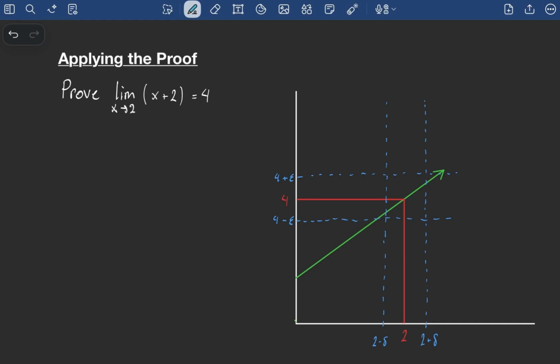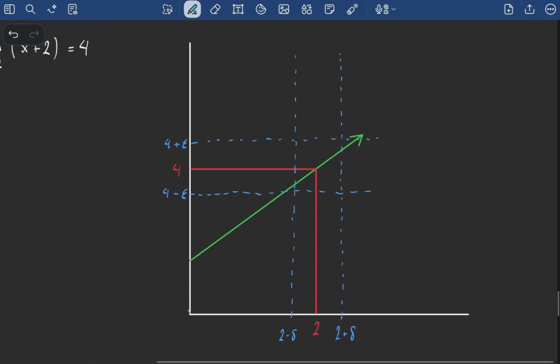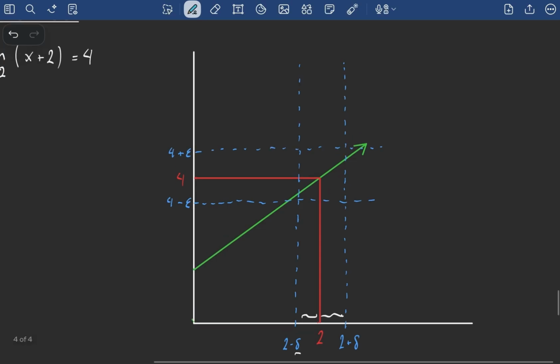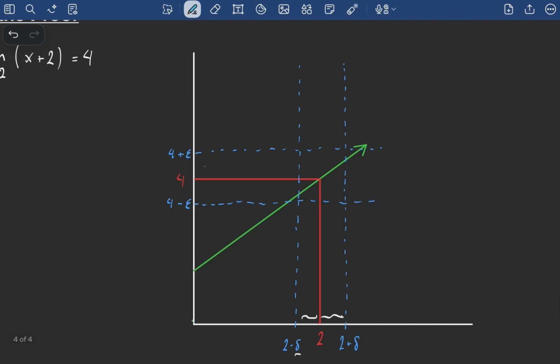Now that we know about the proof, let's apply it to prove that the limit as x approaches 2 of f of x equals x plus 2 is 4. And so let's take a look at this graph. From our proof, we needed to prove that there existed a delta, or there existed an interval here such that if x was within this interval, then for all epsilon, f of x minus L was less than epsilon.